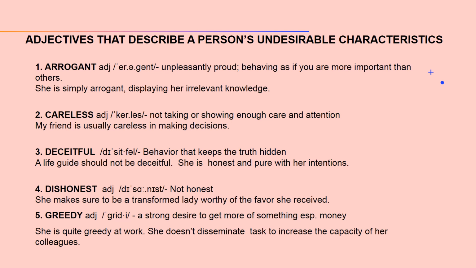3. Deceitful, behavior that keeps the truth hidden. A life guide should not be deceitful. She is honest and pure with her intentions. 4. Dishonest, not honest. She makes sure to be a transformed lady worthy of the favor she received. 5. Greedy, a strong desire to get more of something, especially money. She is quite greedy at work. She doesn't disseminate tasks to increase the capacity of her colleagues.